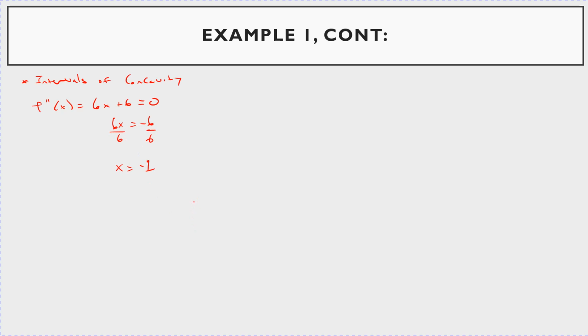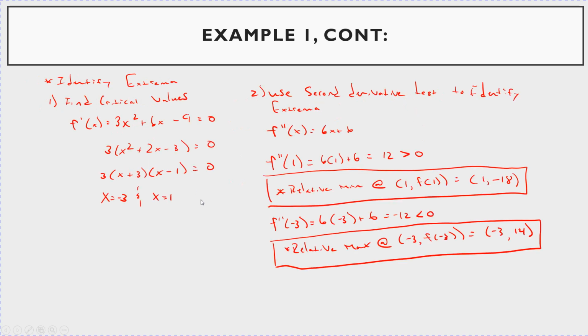So you're going to set up a table just like we did for intervals of increasing or decreasing. You're going to think of the whole number line. You're going to go from negative infinity until you get to negative 1, and then you're going to go from negative 1 to infinity. You're going to pick a test value. So pick something easy. What's an easy number in here? You're going to pick negative 2. What's an easy number between negative 1 and infinity? You're going to pick 0. And then look, I have my intervals.